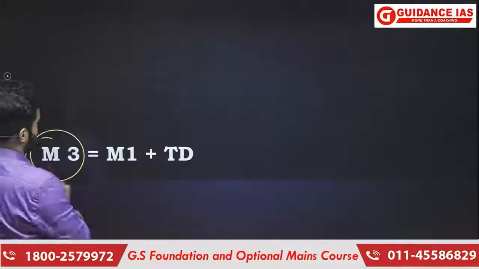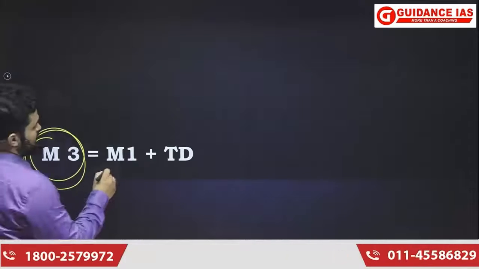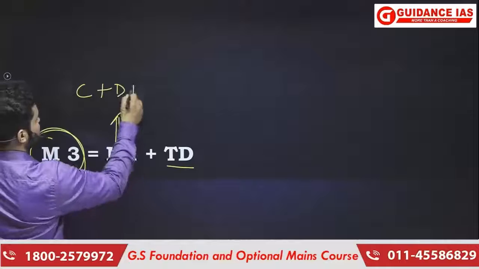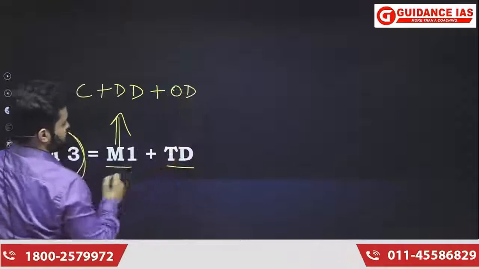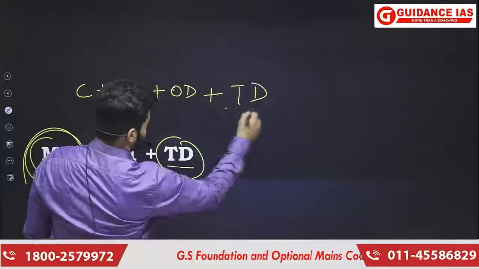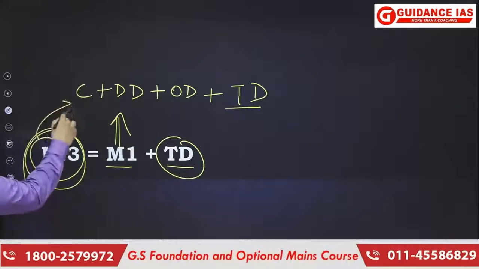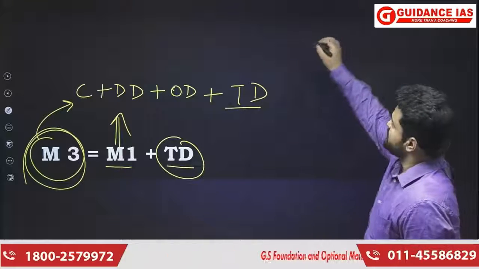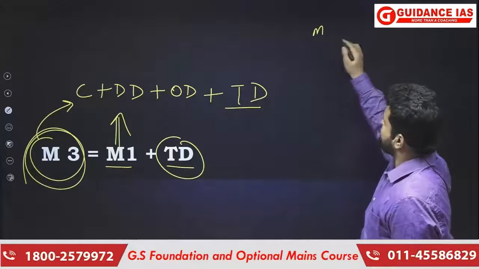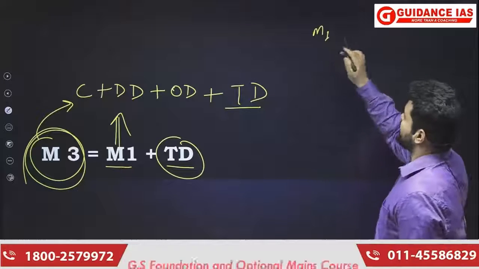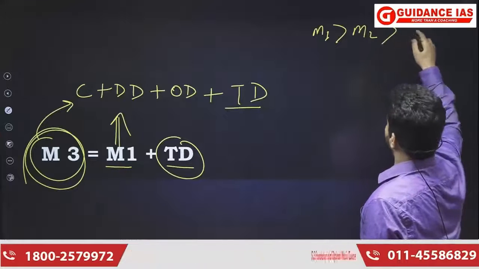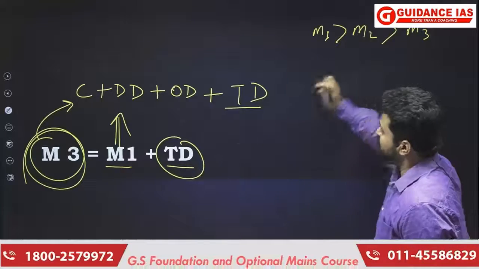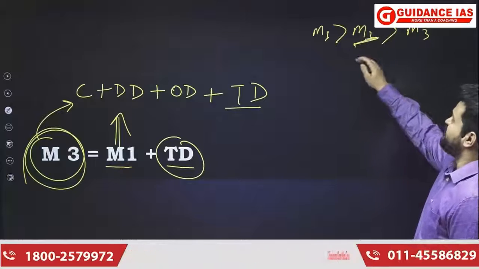Then M3, the third monetary aggregate. So what we are doing here is M1 plus time deposits. In M1 you had C plus DD, that is demand deposits, plus other deposits, and you added TD, time deposits, to get M3. Again, a very important monetary aggregate. First of all, this is going to be less liquid than M2. The most liquid so far has been M1, then M2, then M3 is going to be less liquid than M2 because time deposit is getting added in M1 to get M3, where there was no time deposit in M2.